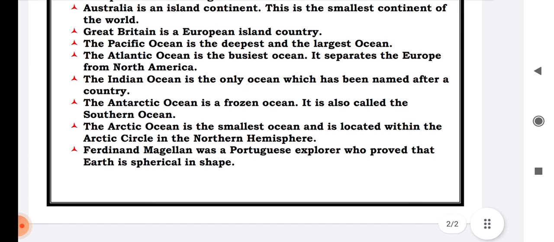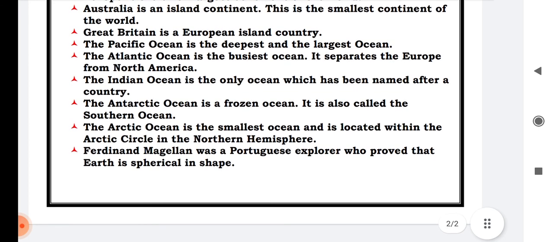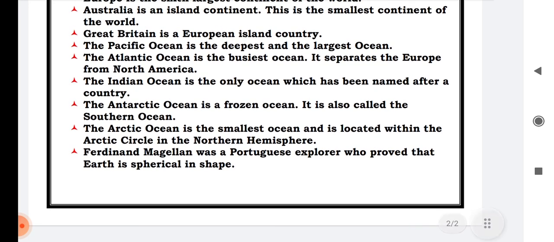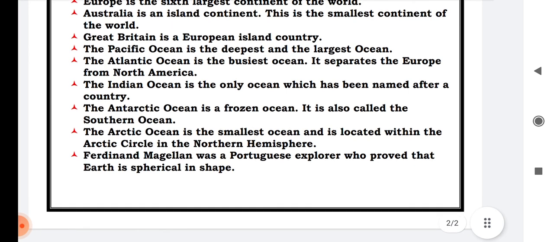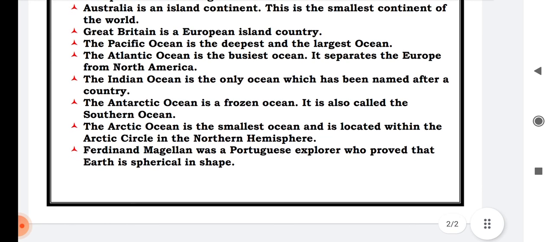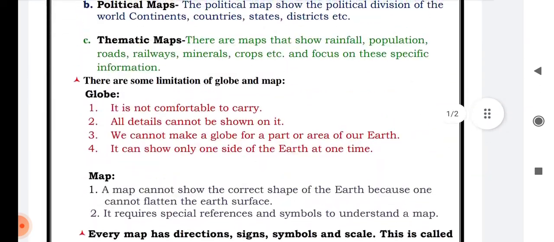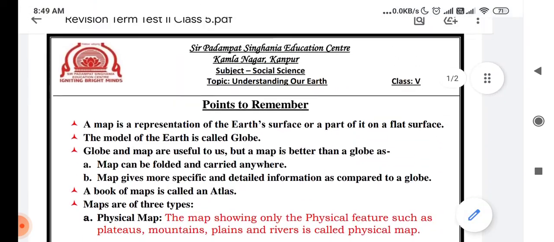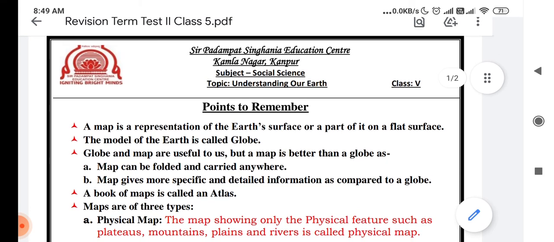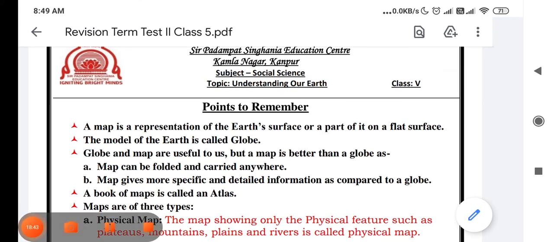And children, we are talking about understanding the earth, but without taking the name of Ferdinand Magellan, the whole revision will be incomplete. So let's understand finally that Ferdinand Magellan was a Portuguese explorer who proved that the earth is spherical in shape. He was the only one who proved, unlike Copernicus and Aristotle, that the earth is round in shape.